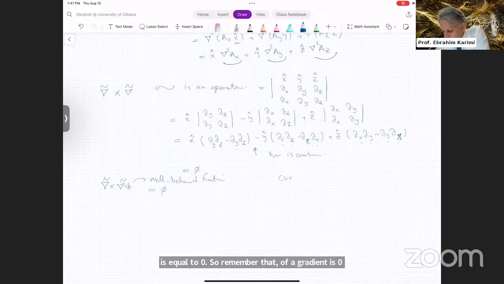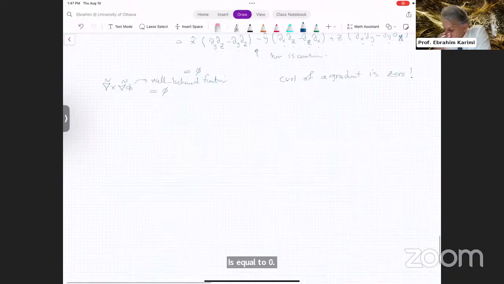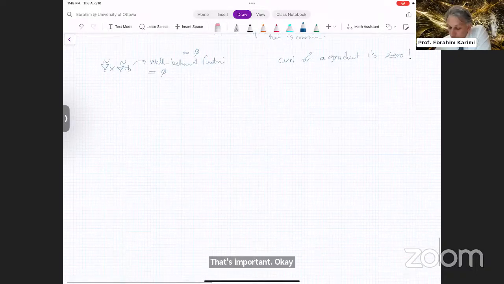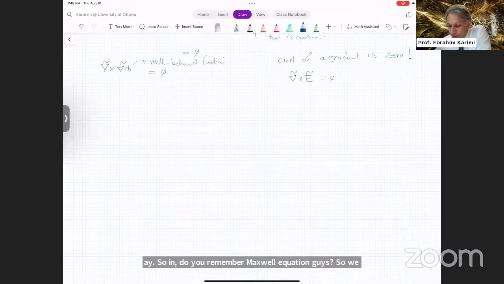Curl of a gradient is equal to 0. That's important. Okay. So in electro, do you remember the Maxwell equation, guys? So we had curl of E equal to 0 in the electrostatic.